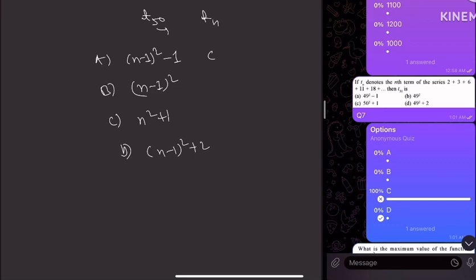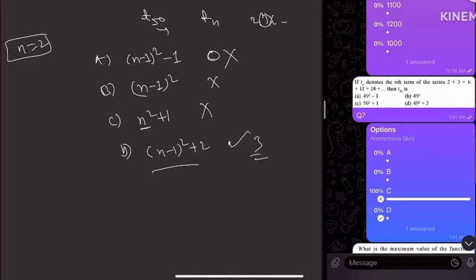So if we take n equal to 2, we should get 3, because the second term is what? You can see that the series is 2, 3, 6 dots. So the second term is 3. So let us put 2. If we put 2 over here, we get 2 minus 1, 1 minus 1, 0. We will get 0, so that option is wrong. If we put it over here, clearly it won't be. If we put 2 over here, it will be 2 minus 1, 2 square, 5, gone. Last option, 2 minus 1, 1 square, 1 plus 2, 3. Absolutely correct. So D is the answer to this question.